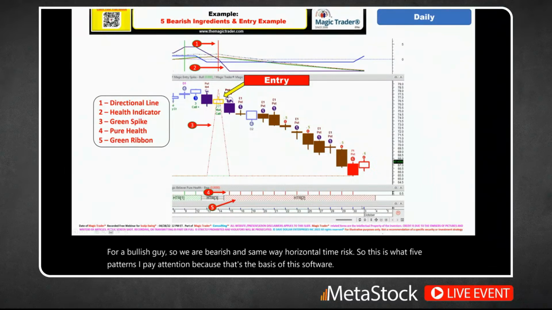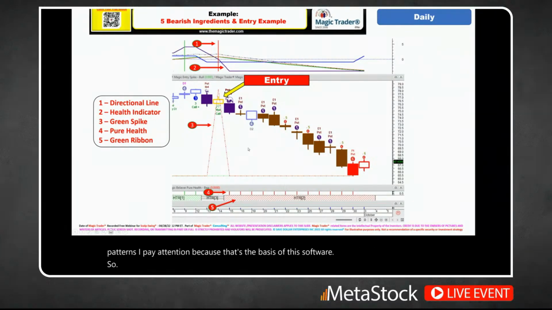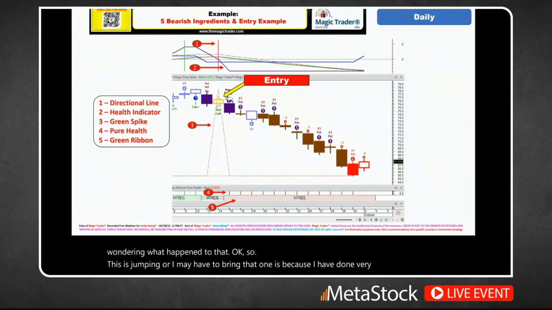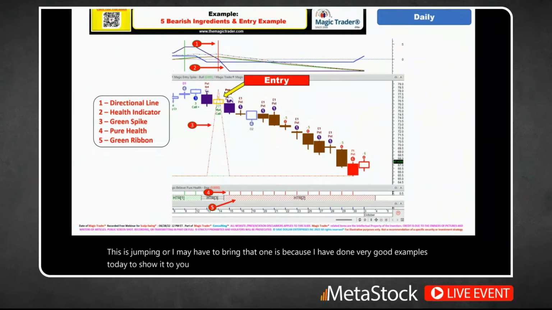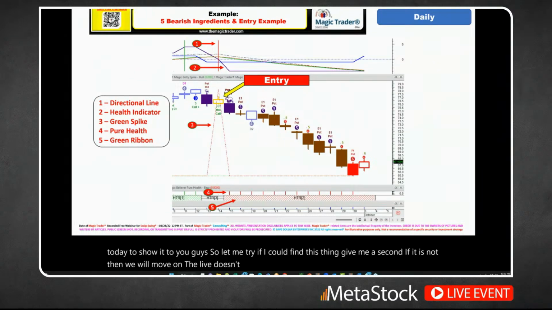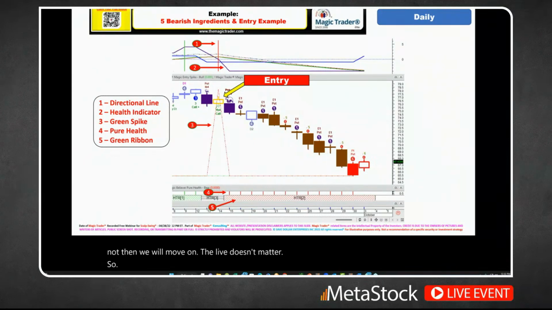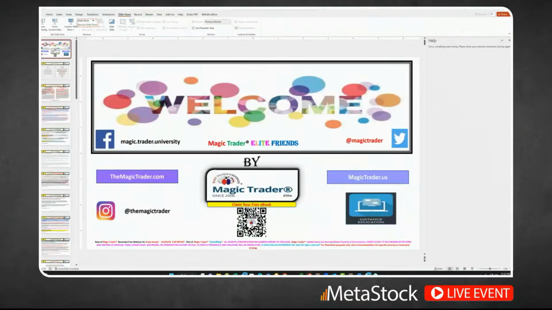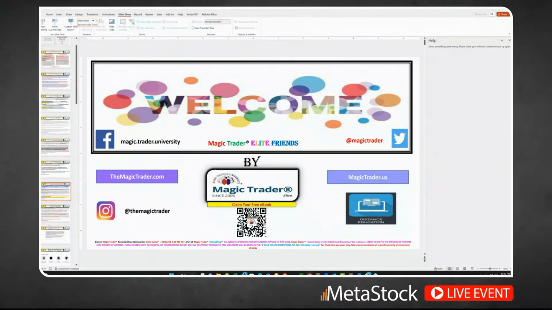So basically, what we need to do, I do believe that some of these slides did not come in. So I'm wondering what happened to that. Okay, so is this jumping, or I may have to bring that one in, because I have done very good examples today to show to you guys. So let me try if I could find this. Give me a second. If it is not, then we will move on to live. Doesn't matter. Okay, let me check one more time.